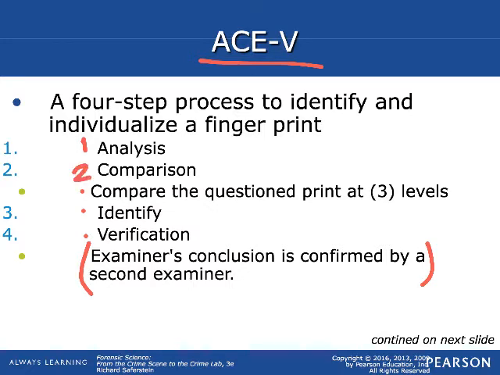Number 2 is they compare. Number 3 is they identify. Okay, so they're going to say, yes, it came from the same source. No, it didn't come from the same source. So then they could exclude it. They could also say it's inconclusive. We didn't get enough of it. And then 4 is the verification, where the second person comes in and says, yes, I agree with you, this matches, or no, this doesn't match. This is where I think it's different.